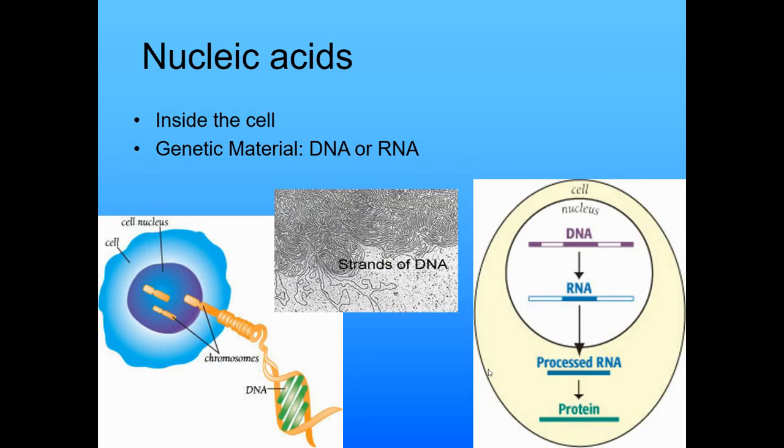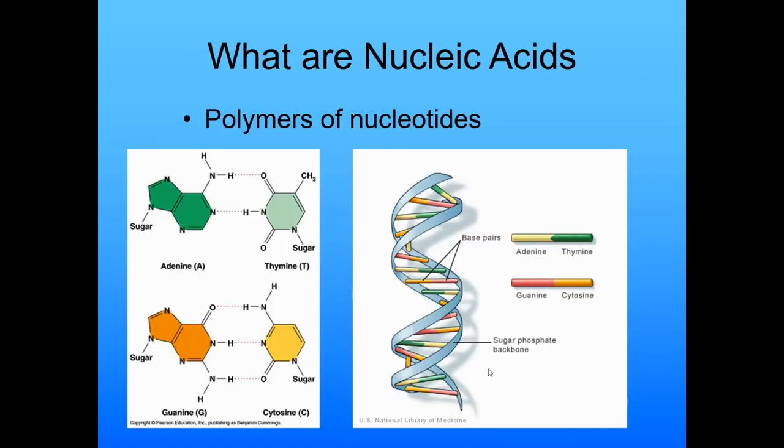The last molecule we're going to be talking about are nucleic acids. Those are found inside of the cell. Those are the genetic material. Our genetic material is DNA. Some organisms' genetic material is RNA. The genetic material is made out of nucleotides, which are base paired on a sugar phosphate backbone.